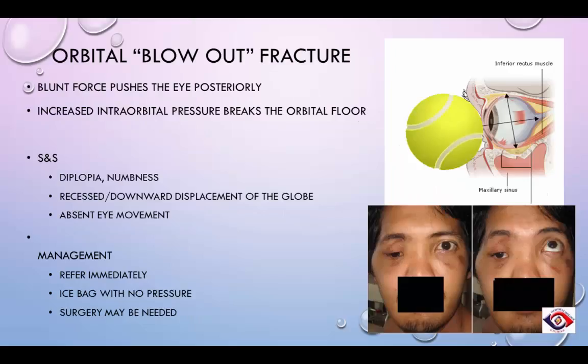An orbital or blowout fracture can occur when a blunt force pushes the eye posteriorly. This increased intraorbital pressure breaks the orbital floor. Signs and symptoms of a blowout fracture include diplopia, numbness, recessed or downward displacement of the globe of the eye, and absent eye movement. A blowout fracture is an emergency condition and should be immediately referred. Ice bags may be used with no additional pressure to the eye. Typically, surgery is used to fix the break of the orbital floor.